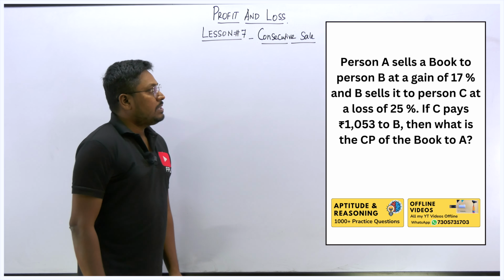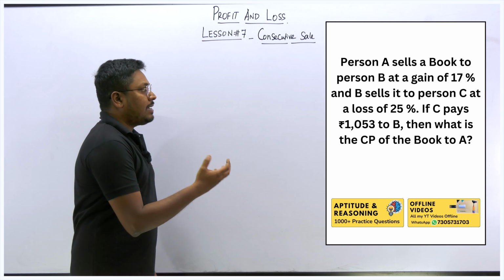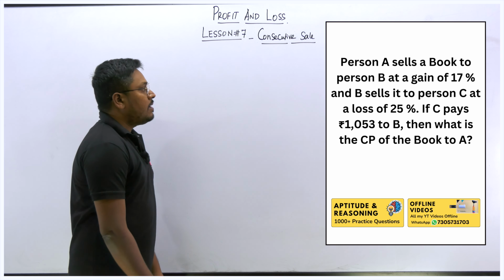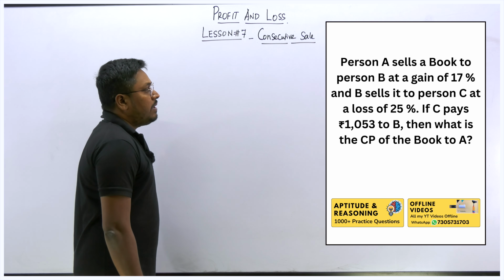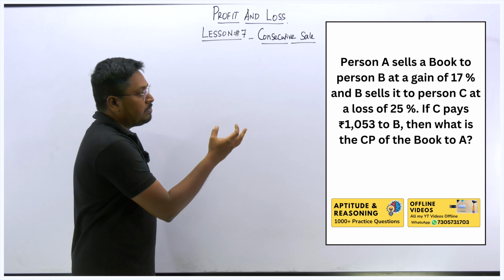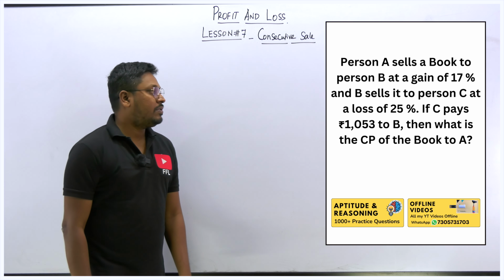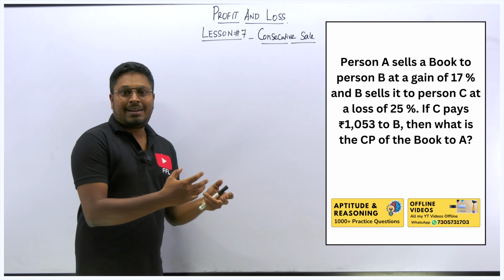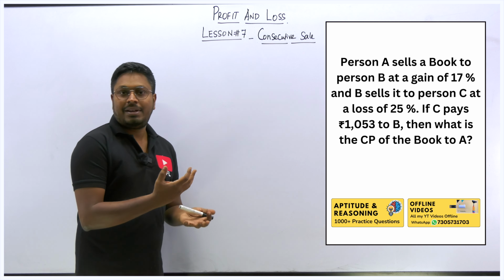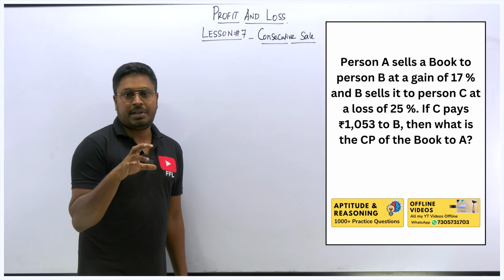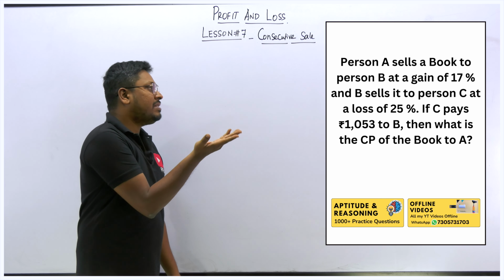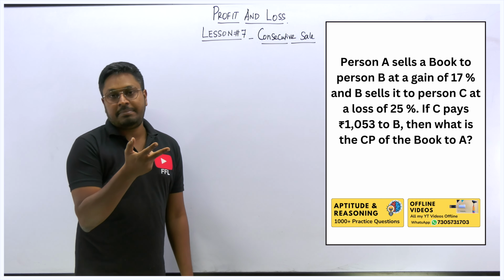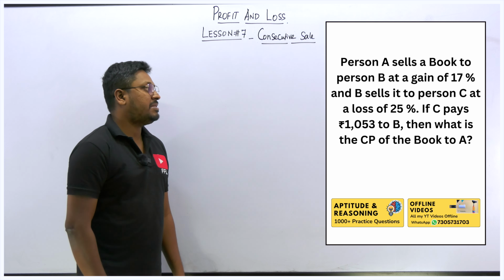Second question. A sells a book to B at a gain of 17% and B sells it to C at a loss of 25%. If C pays 1053 to B, what is the cost price of the book to A? So similarly to the previous question, you have to write that equation alone in a perfect way, right? That is the important thing here. In the previous question, both were gain percentages, but here one is a loss percentage, right?